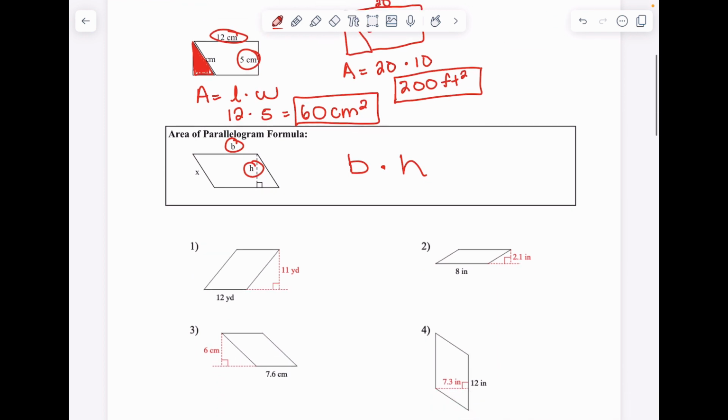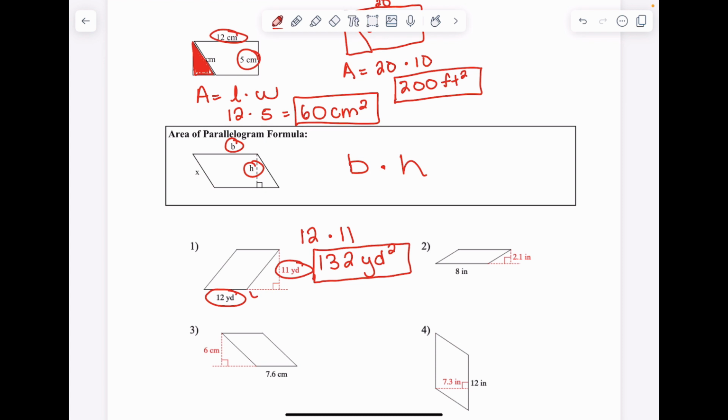So in number 1, I have a base of 12 yards and a height of 11 yards. So 12 times 11 will give me an area of 132 yards squared. If you're wondering why we don't have to know this length outside of the parallelogram, it's because I only want to know the area of the space inside of the solid parallelogram. The dashed part outside is just to show us the height. That is not actually space in the parallelogram. So we can ignore that. 12 represents the base of just the solid parallelogram that I'm trying to find the area of.